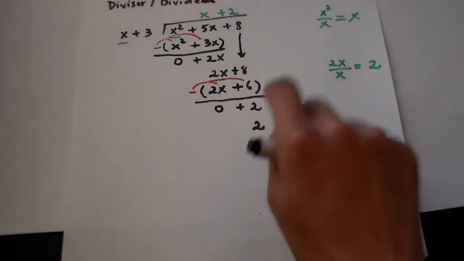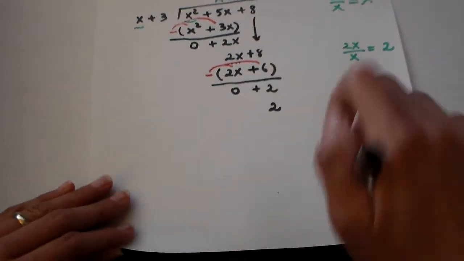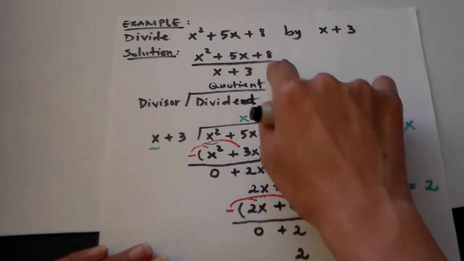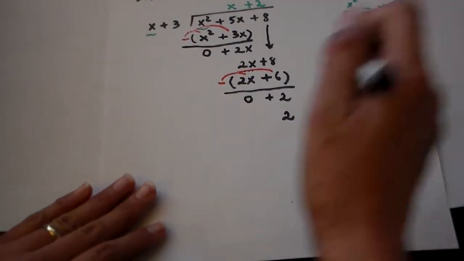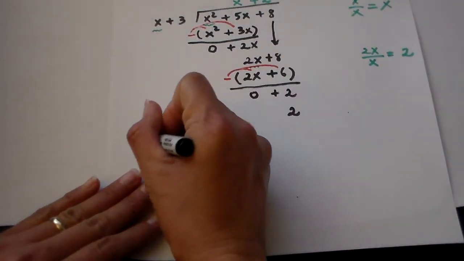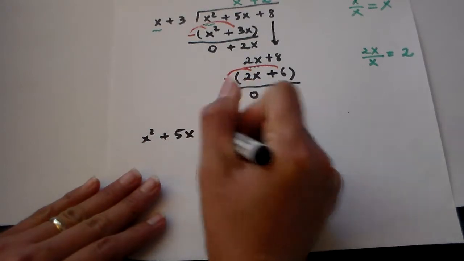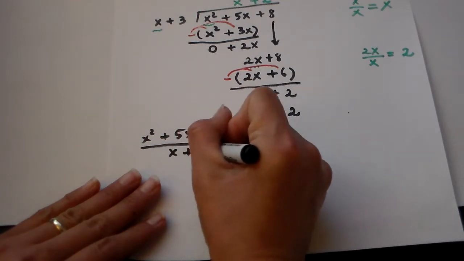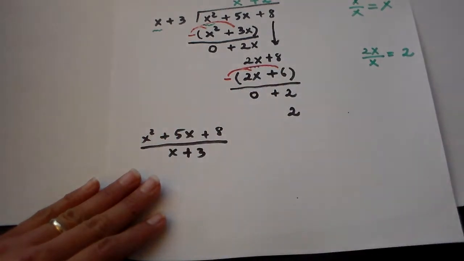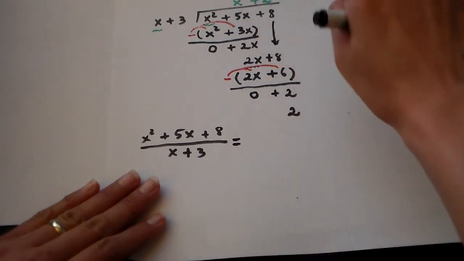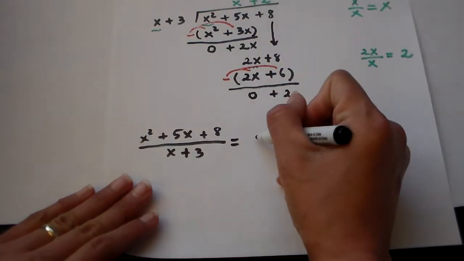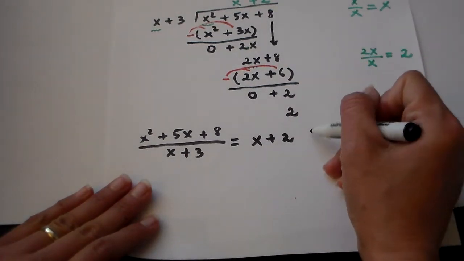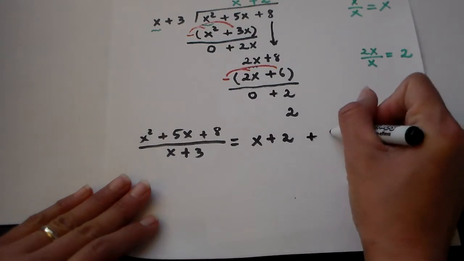So this is how you write the answer. Let me rewrite what we got earlier. x squared plus 5x plus 8 on top divided by x plus 3. I'm going to rewrite this here. So I have x squared plus 5x plus 8 divided by x plus 3, equal to the quotient, which is the top one, x plus 2, goes here, and the remainder you got is 2, so plus 2.